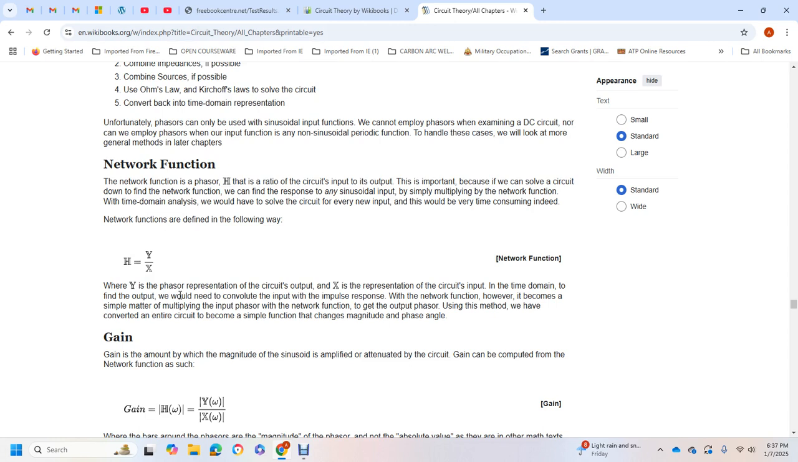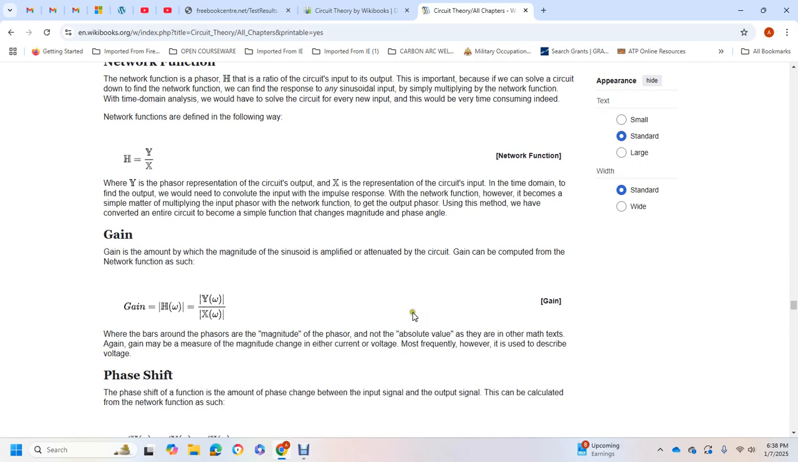Indeed, the network function is defined as the phasor representation of the circuit output over the phasor representation of the circuit input. The response is simply a matter of multiplying the input phasor by the network function to get the output phasor, which can then be converted to the time domain for the entire circuit. Two simple functions come from it: magnitude and phase angle, gain.